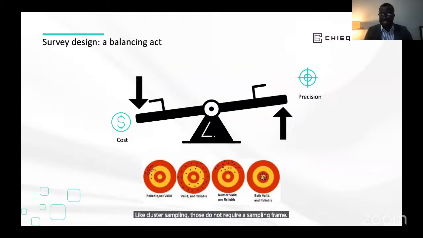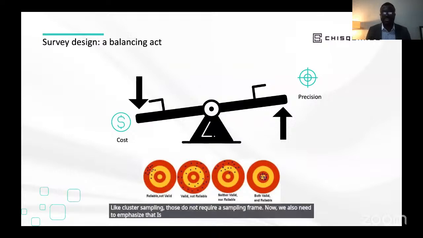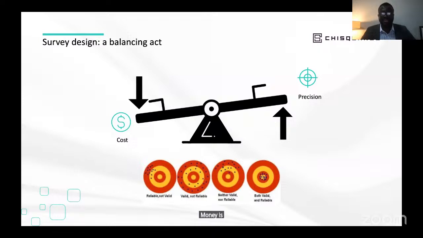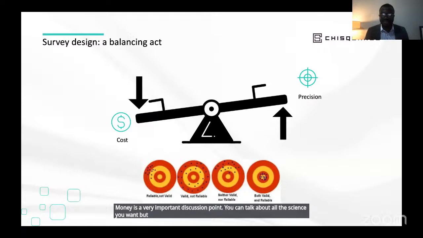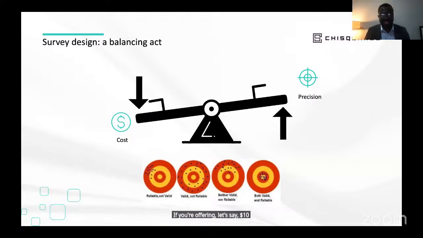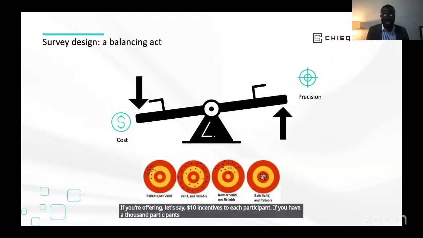Now, we also need to emphasize that issues of sampling is not only about issues of science and precision, we also have to worry about money. Money is a very important discussion point. You can talk about all the science you want, but who is going to pay for all the cost of running all of this, paying all of these people if there are incentives. Surveys are very expensive, especially when we talk about large national surveys. If you're offering, let's say, $10 incentives to each participant, if you have a thousand participants, well, that's already $10,000 just for incentives alone, right?